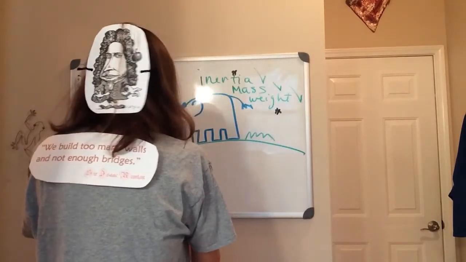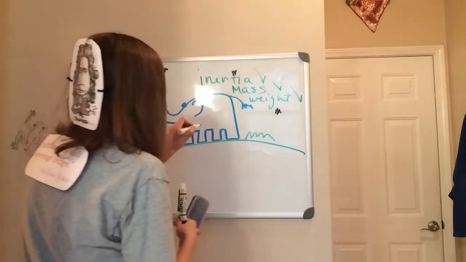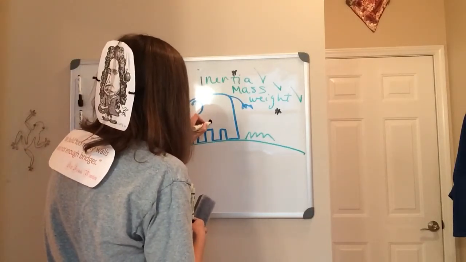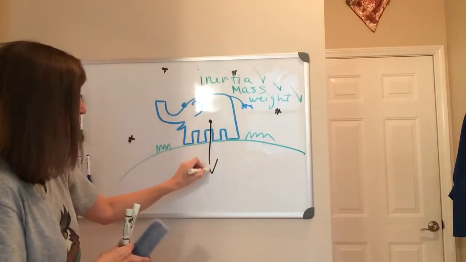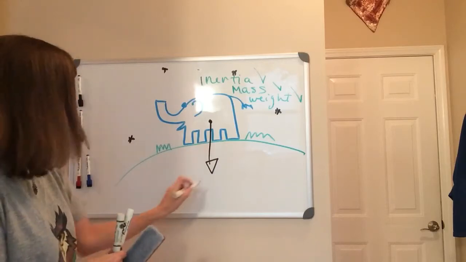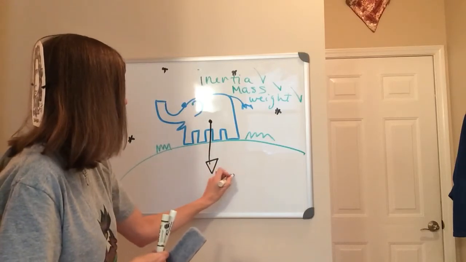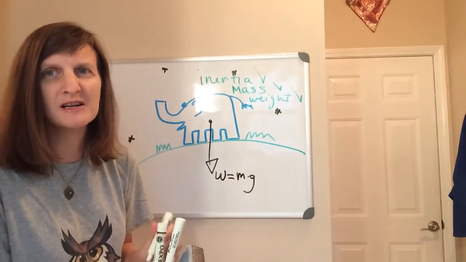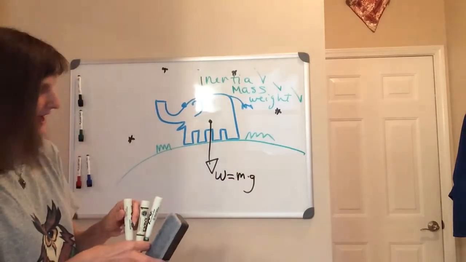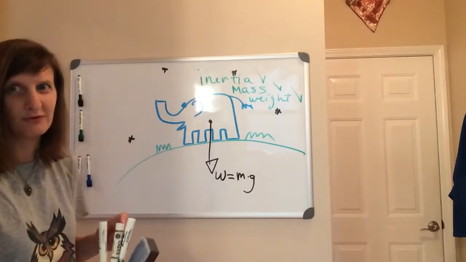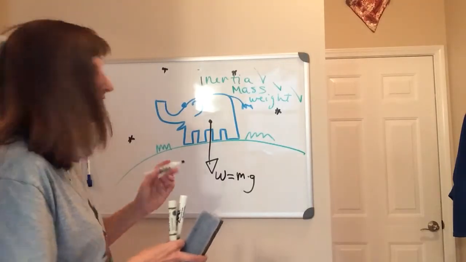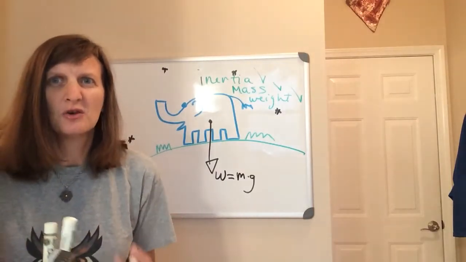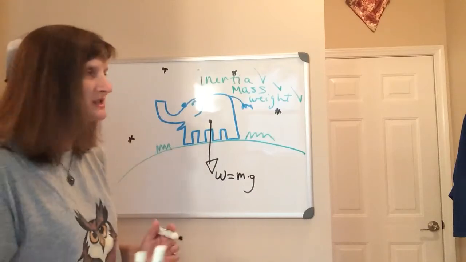And then what's going on here? The earth is pulling the elephant down. That's the weight, right? M times g. There is a force that is balancing that out. It is called an action-reaction force, which is Newton's third law.